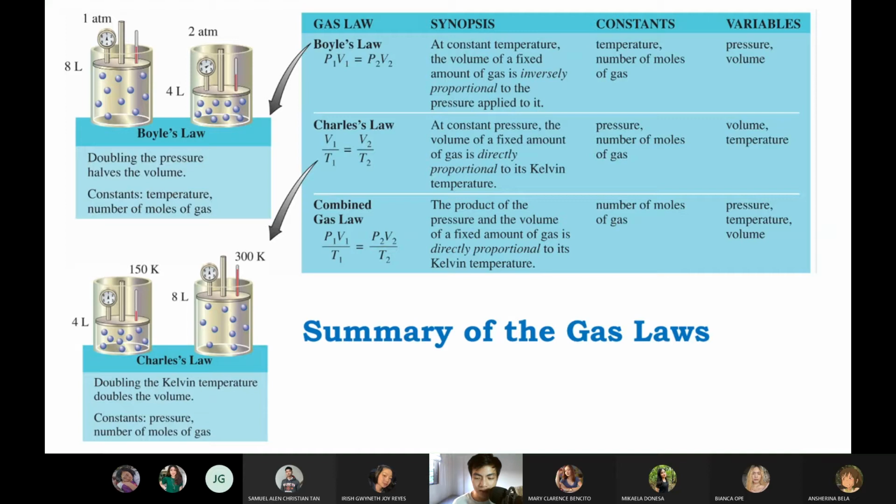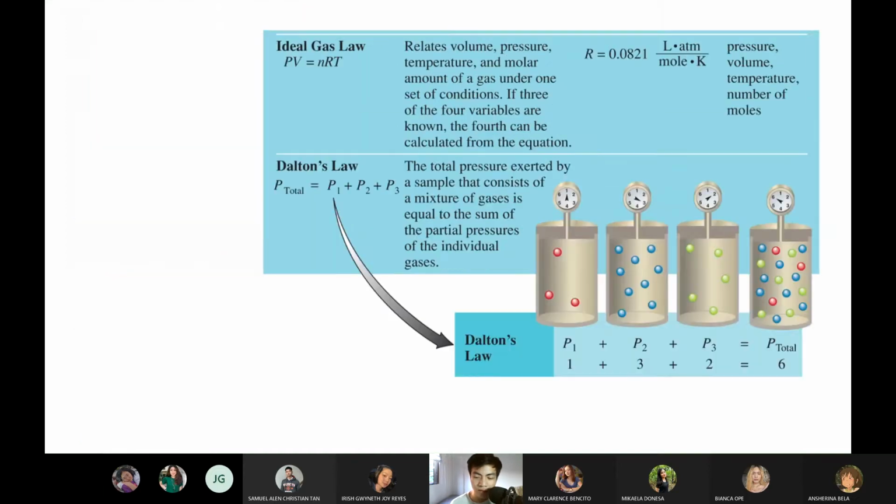Pag pinagsama-sama natin yung Boyle's, Charles, Gay-Lussac, pati Avogadro's law, we get the ideal gas equation. That is PV equals nRT, where R is the gas constant, which is equal to 0.08206 liter atmosphere per mole Kelvin. And lastly, we have Dalton's law. Sabi nun that the total pressure of the gas is the sum of the partial pressure of each gas, which is usually given. Okay?